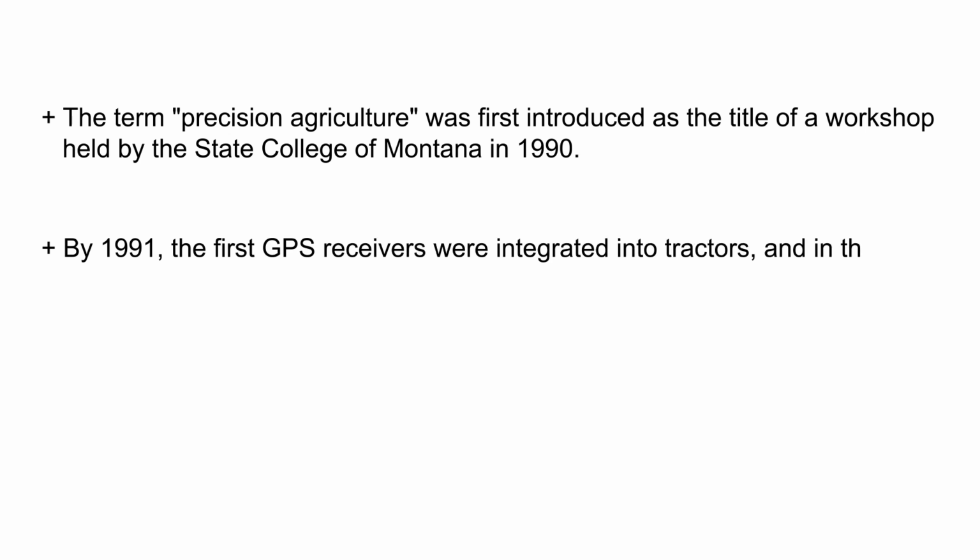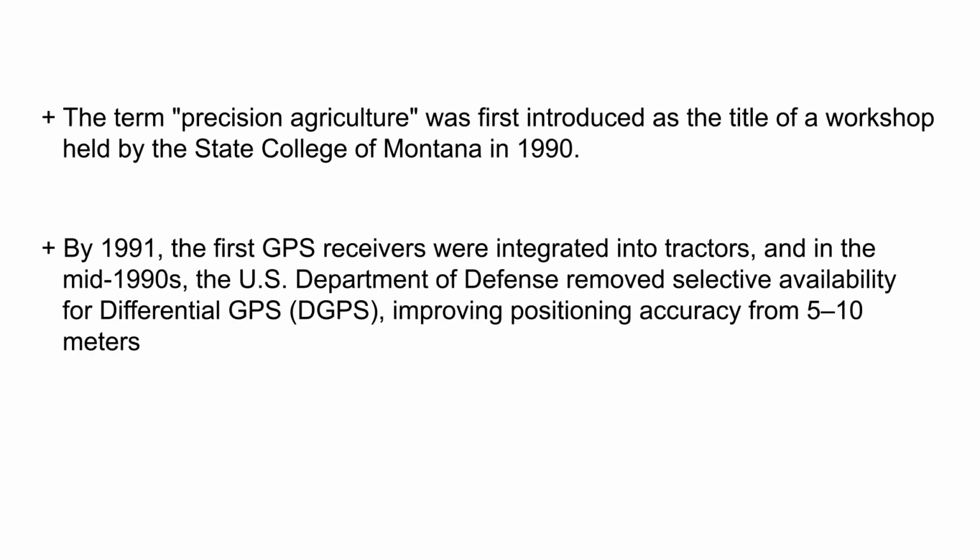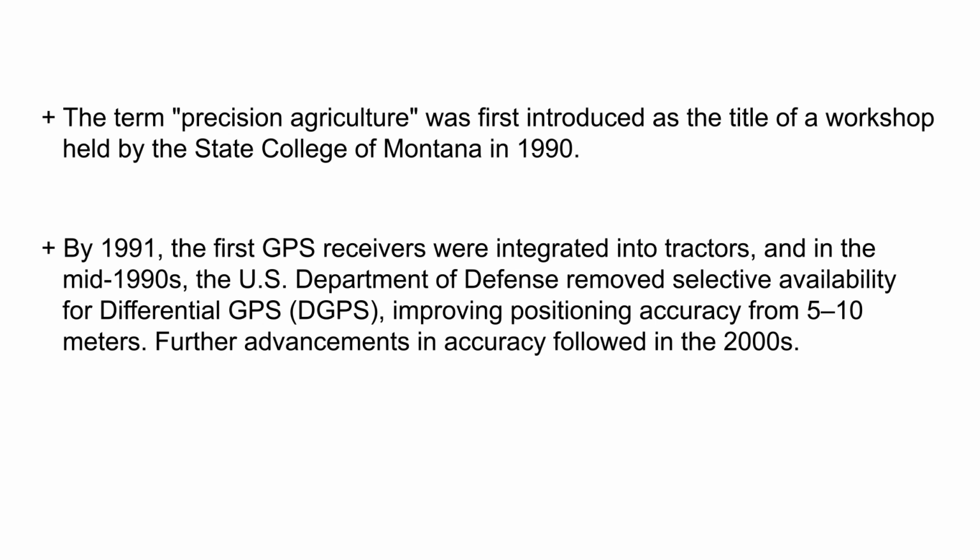By 1991, the first GPS receivers were integrated into tractors, and in the mid-1990s, the U.S. Department of Defense removed selective availability for differential GPS, DGPS, improving positioning accuracy from 5 to 10 meters. Further advancements in accuracy followed in the 2000s.